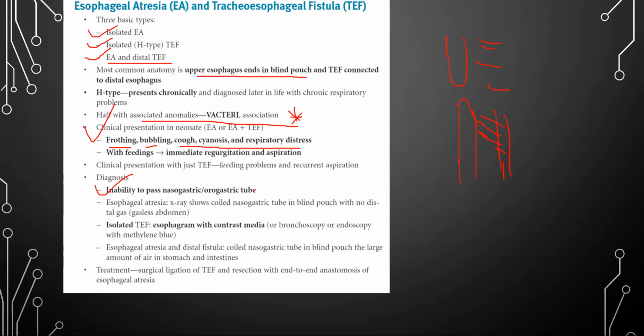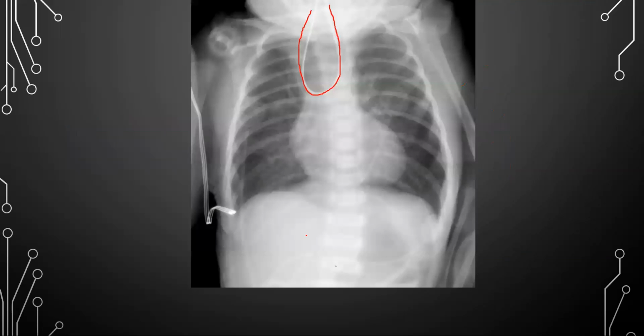Diagnosis: first of all, you have to try passing a nasogastric or orogastric tube, and you will be unable to do that. Now, in esophageal atresia, what will happen? X-ray shows a coiled nasogastric tube in the blind pouch with no distal gas. So if it is a gasless abdomen, then we have to think about only esophageal atresia. Okay, in this X-ray you cannot see any gas in the abdomen. If there is no gas in the abdomen, then it's esophageal atresia.